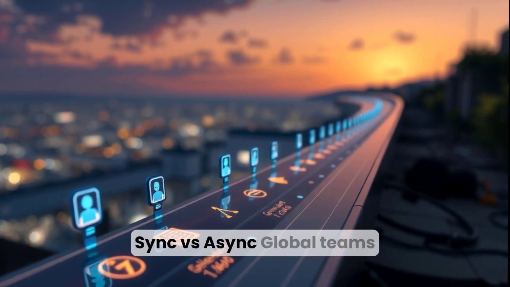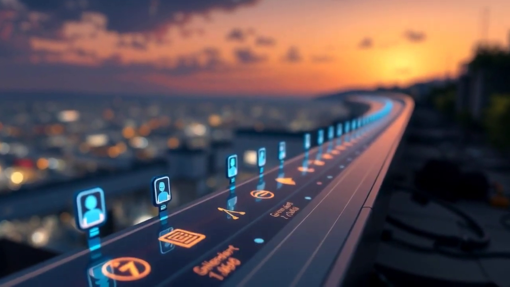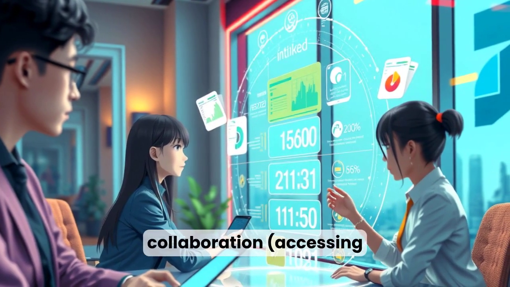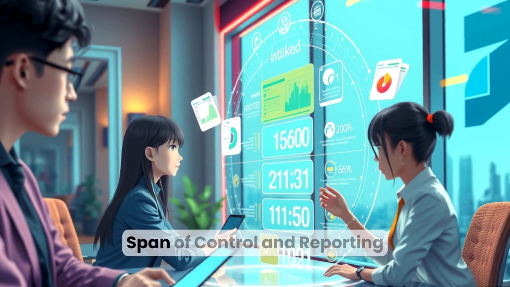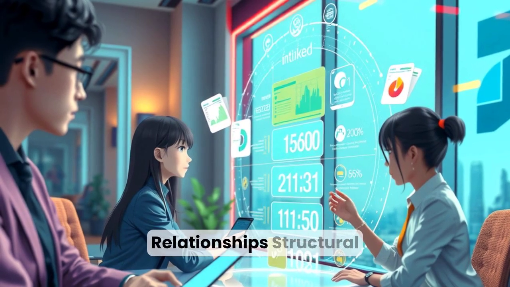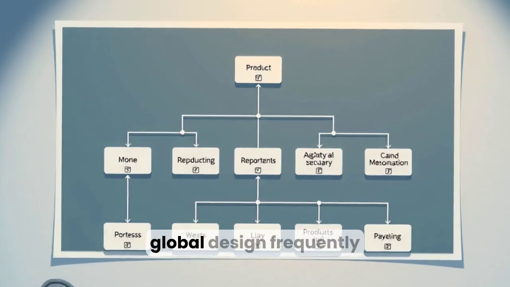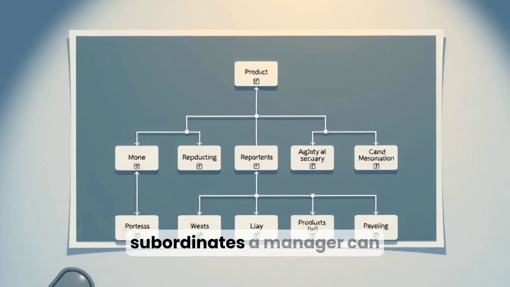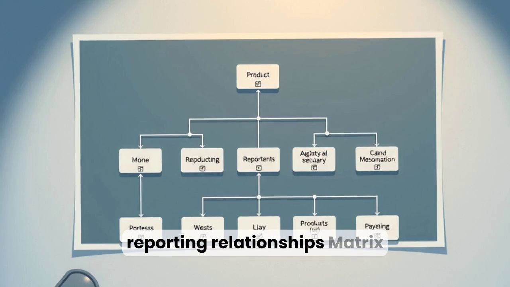Sync versus async: global teams must balance synchronous work, real-time meetings, with asynchronous collaboration, accessing shared archives to maintain efficiency across time zones. Span of control and reporting relationships: structural intervention strategies in global design frequently examine the span of control, the number of subordinates a manager can effectively oversee, and reporting relationships.